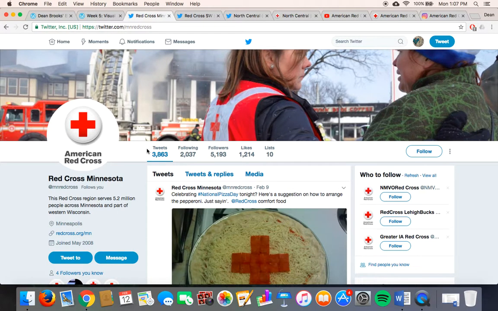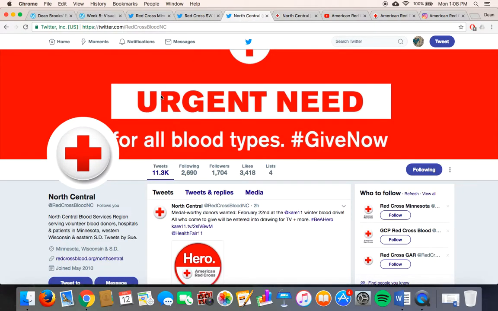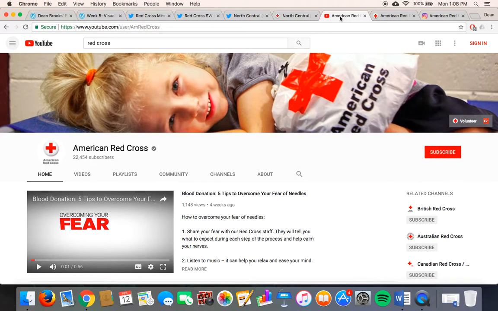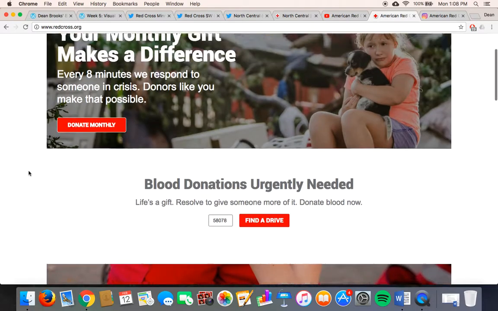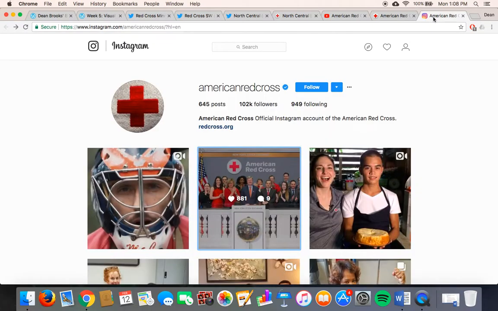If you look at Red Cross Minnesota, if you go to Red Cross Southwest, serving Oklahoma and Texas and those areas, if you look at the North Central areas in Minnesota, if you look at the actual website on the redcrossblood.org website for North Central up here, for instance, they all use the same logo. They all use the same design. If you go to YouTube, it's the same Red Cross white background. If you go to the redcross.org website, it's all very much the same. It's all white, red, very consistent, even on their Instagram here.